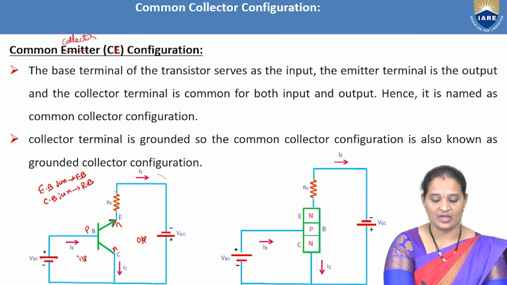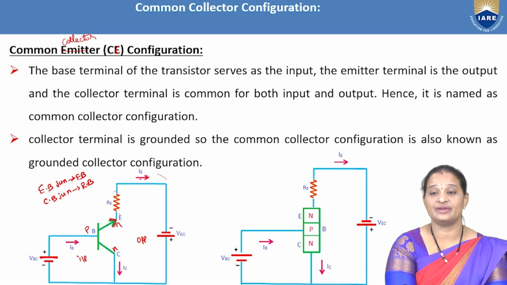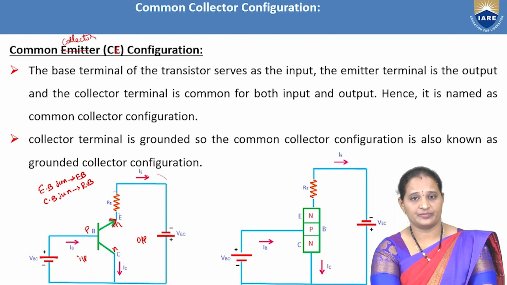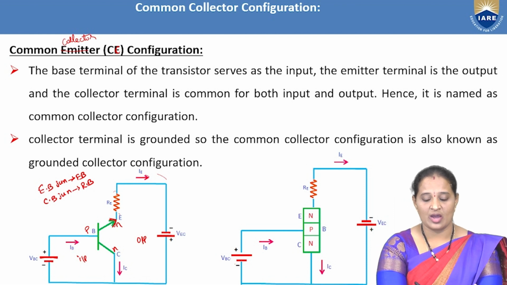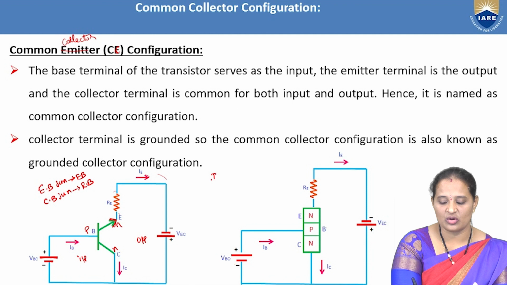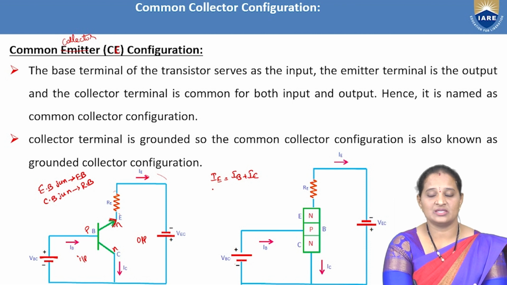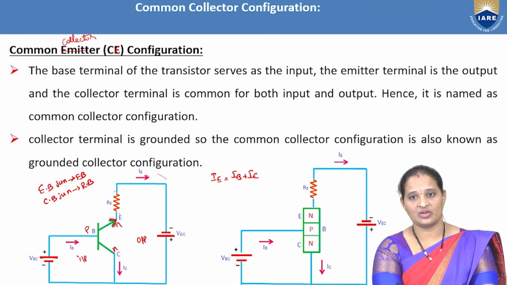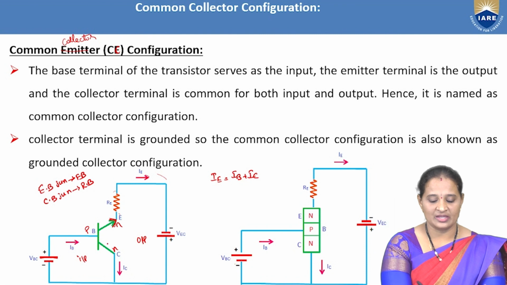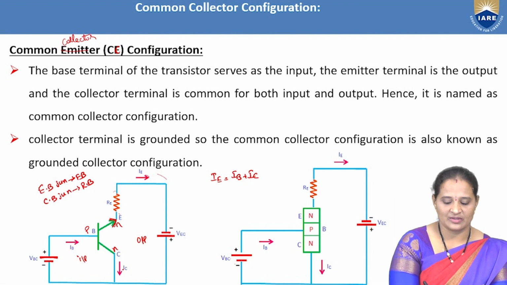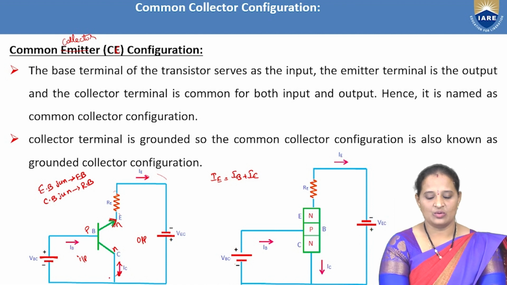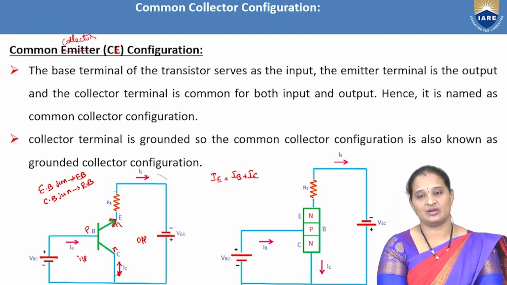And as we all know, as it is an NPN transistor, the emitter current will always be coming out, or leaving. So as the emitter current is leaving, as we know there is a relation, that is IE is equal to IB plus IC. So as the emitter current is leaving, the base and collector currents will be entering. So that is the base current here, and this is the collector current. Actually this should be in this direction. So this is the collector current.